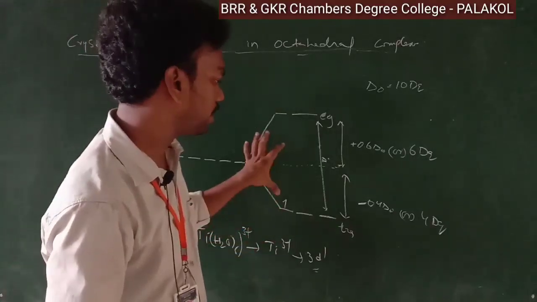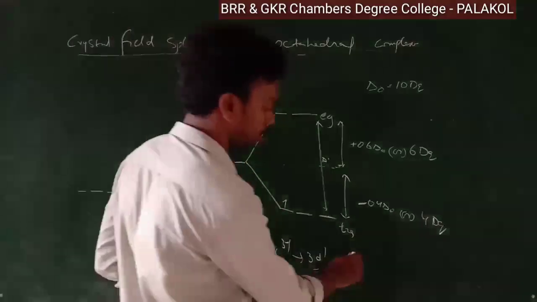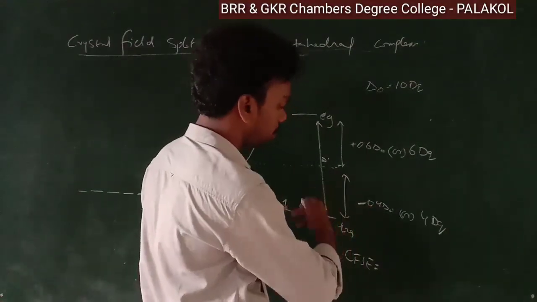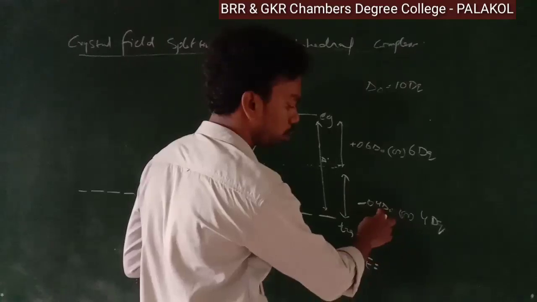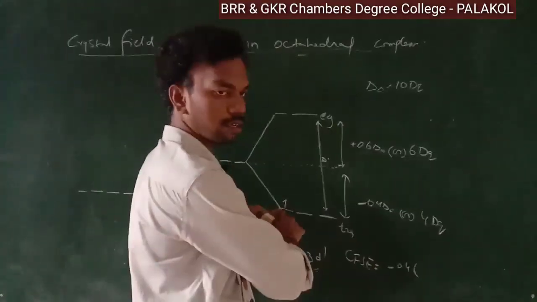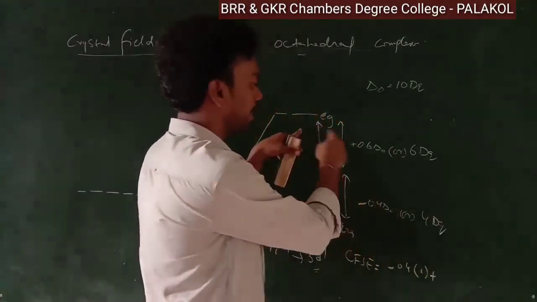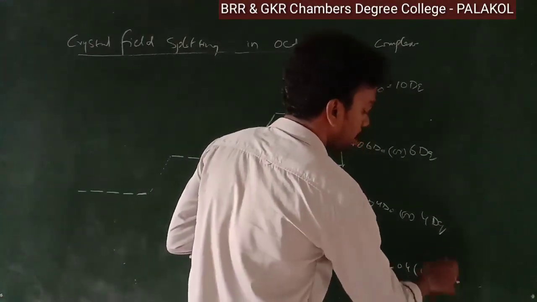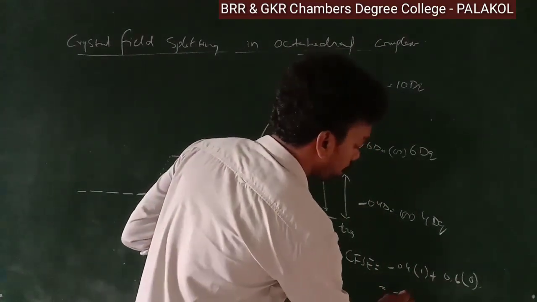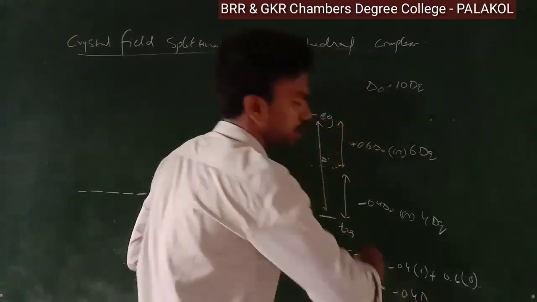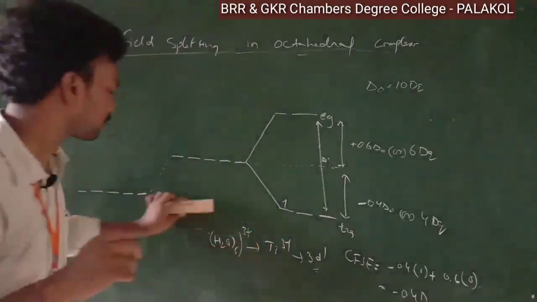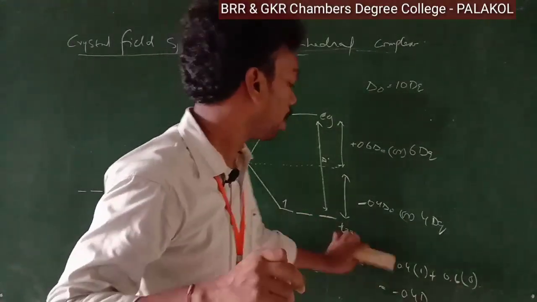So energy difference. Now the CFSE of this particular complex, the crystal field stabilization energy, is calculated as follows. The energy of the lower set, the t2g orbitals, is minus 0.4, multiplied by the number of electrons, which is only 1. The higher energy set is plus 0.6, and here we don't have any electrons, so 0.6 into 0. It comes out to be minus 0.4 delta O. In this way you can calculate crystal stabilization energy. Okay, right. So this is crystal field splitting in octahedral complexes.